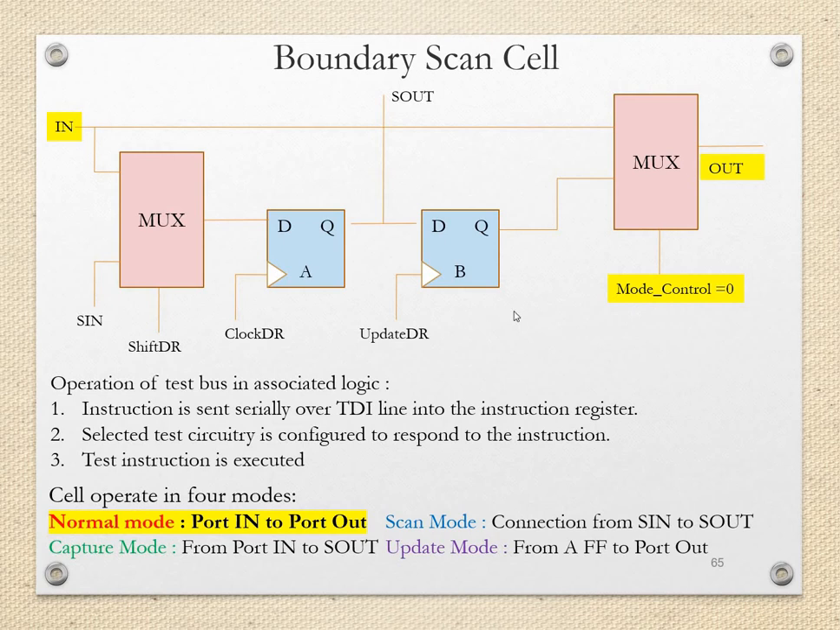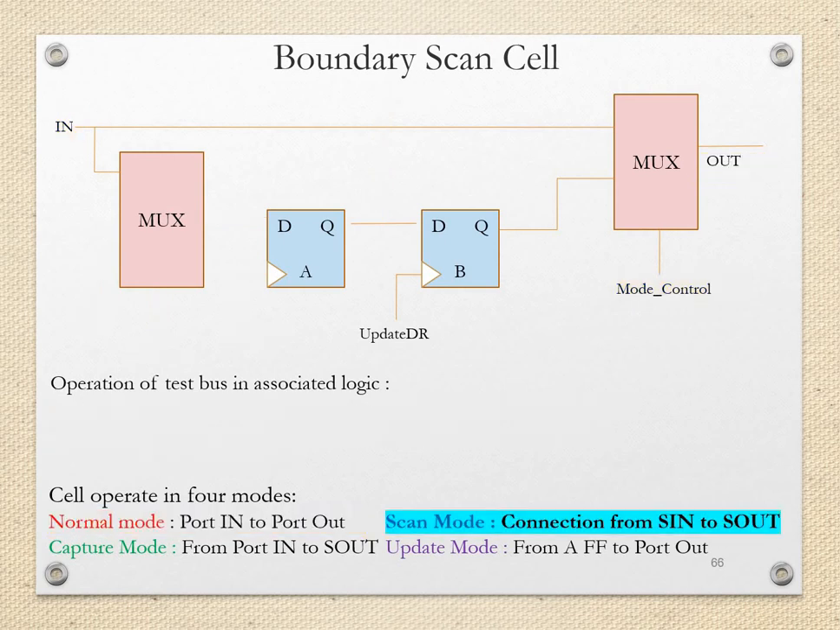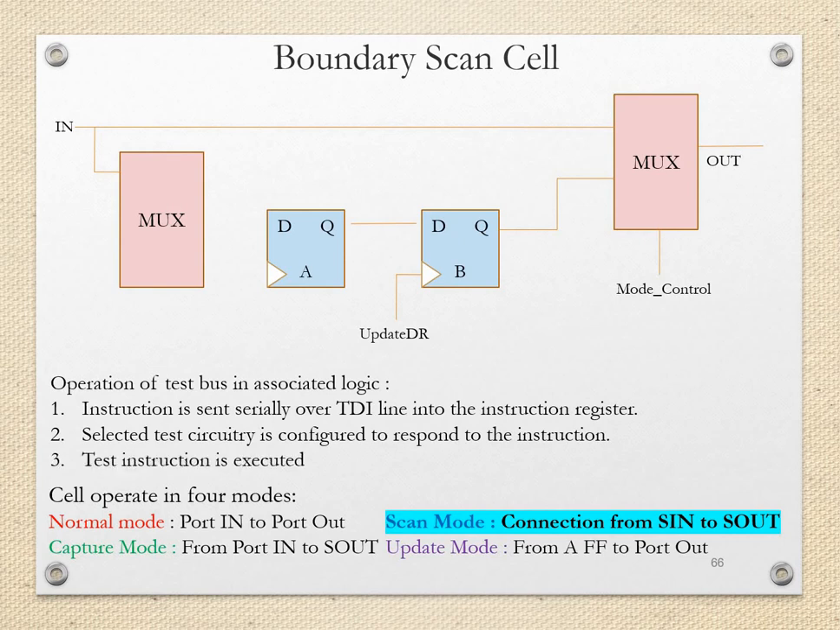Now the next mode of operation is scan mode. So now we'll see the details of that scan mode. For the scan mode also, again these are the operation steps. The instruction is sent serially, then select the test circuitry as per the instruction and then execute. So in this scan mode, the connection is made from S in to S out, that is signal in to signal out. This mode of operation is shown with blue color, showing how the signal flows.